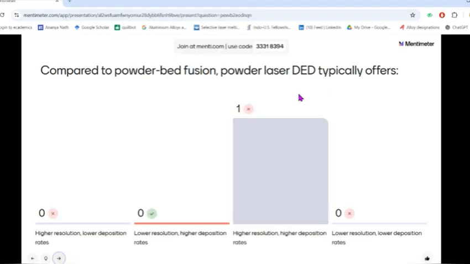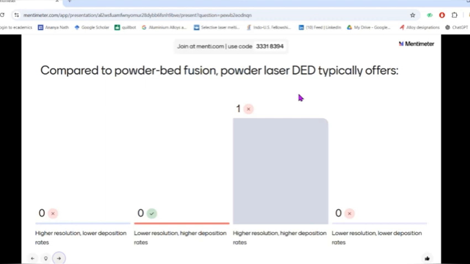Compared to powder bed fusion, powder laser DED typically offers higher deposition rate, lower resolution. Here, deposition rate means the part size. So in DED, you can definitely produce larger scale parts easily compared to powder bed fusion. Lower resolution because of two points. First, the powder distribution itself is bigger in case of DED. So if your powder size is bigger, that means your minimum feature size cannot be lesser than the biggest powder size.